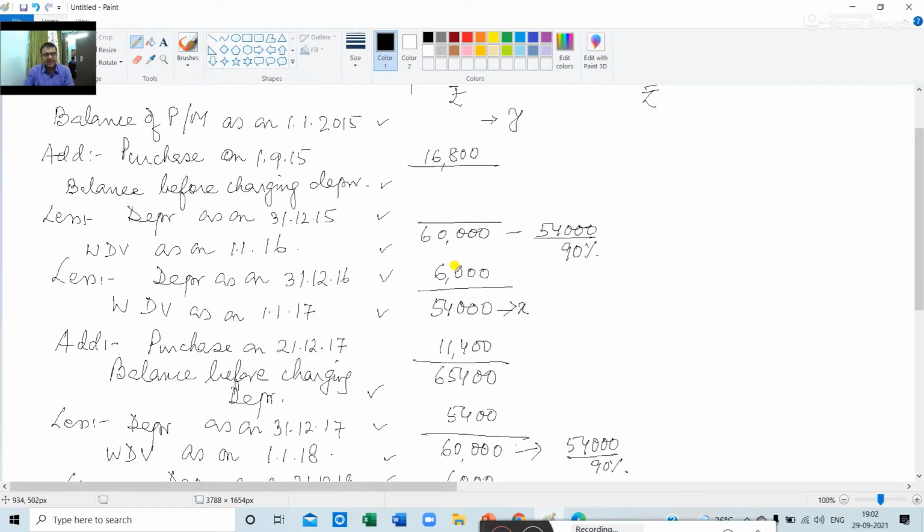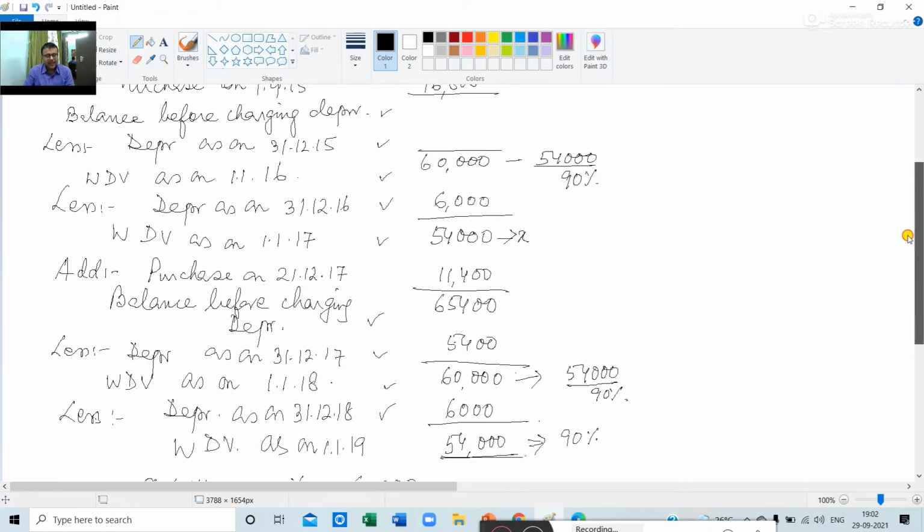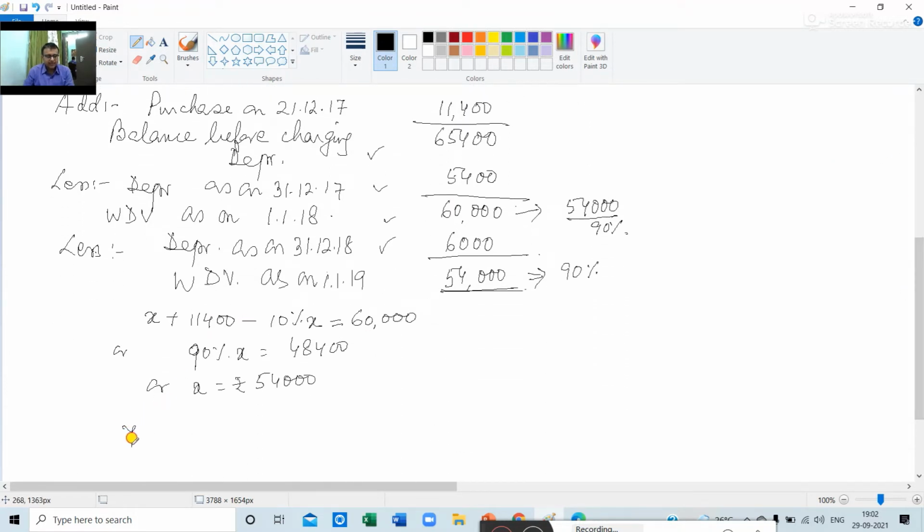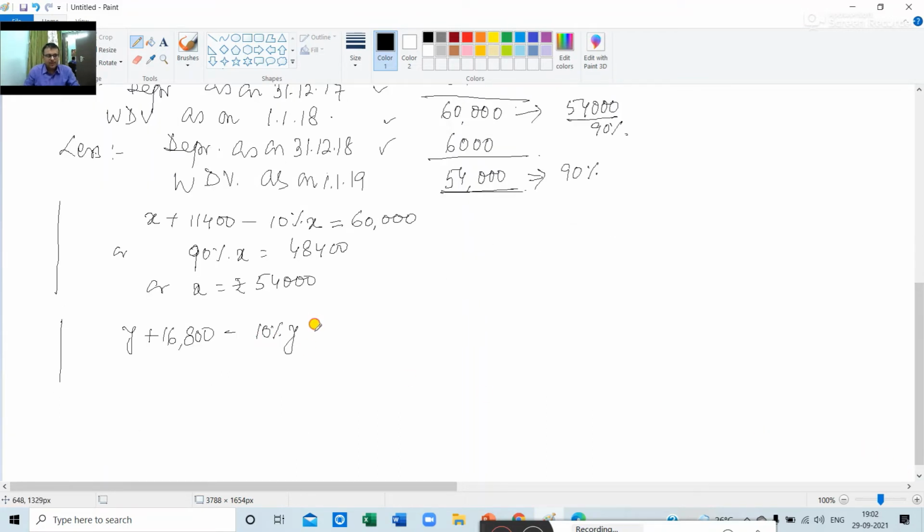Similarly, we will find out what was the balance as on 1st January 2015. So let it be Y. Then there was an addition of 16,800 in 2015. Then you have to charge depreciation of 10% on the opening balance, because it is given in the question that 10% depreciation will be charged on the opening balance. So this is equal to 60,000.